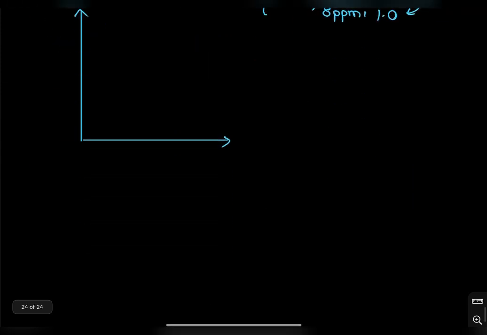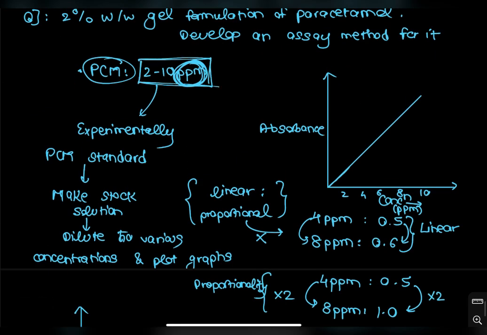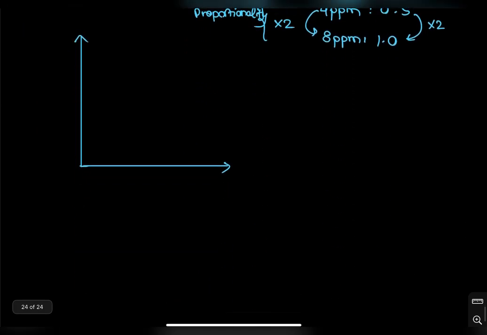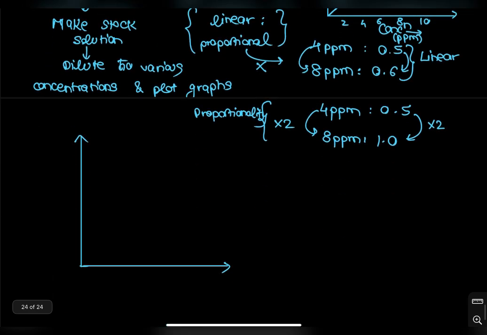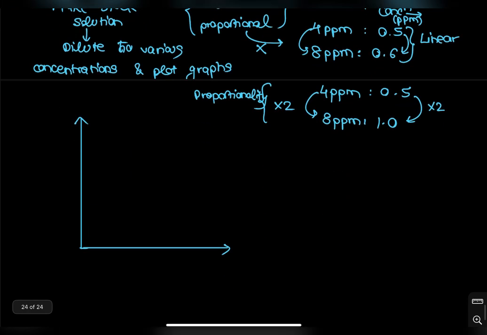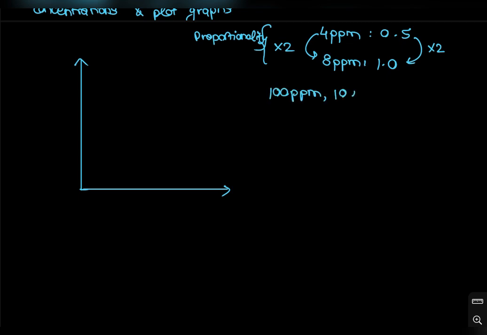When you plot a graph, you start with different concentrations. Here we already know the 2 to 10 ppm range, but we don't know what that range is in the case of unknown samples. Here we know it's paracetamol, but let's say we are just developing a method and we don't know the linearity range of the drug. So what we do is keep diluting it. Let's say you try out 100 ppm, you try out 1000 ppm, in that range.